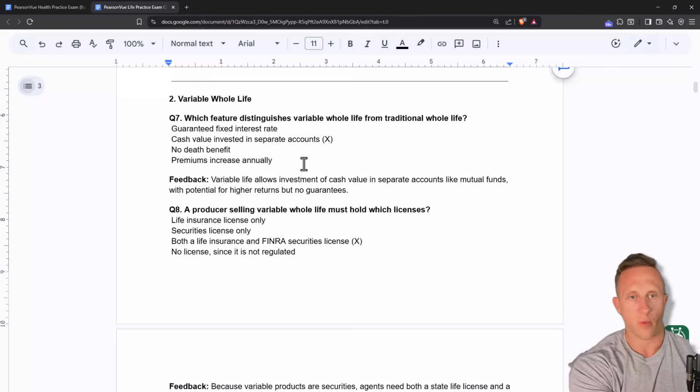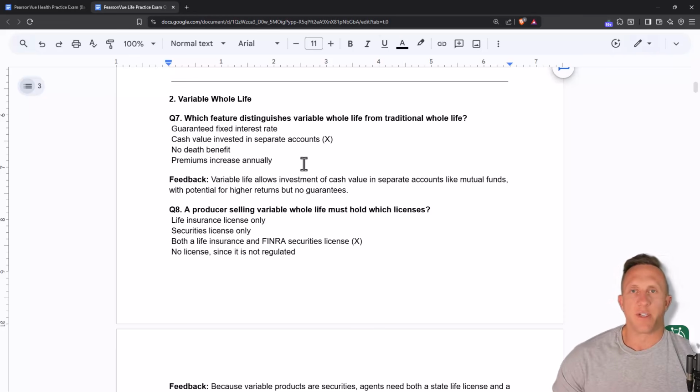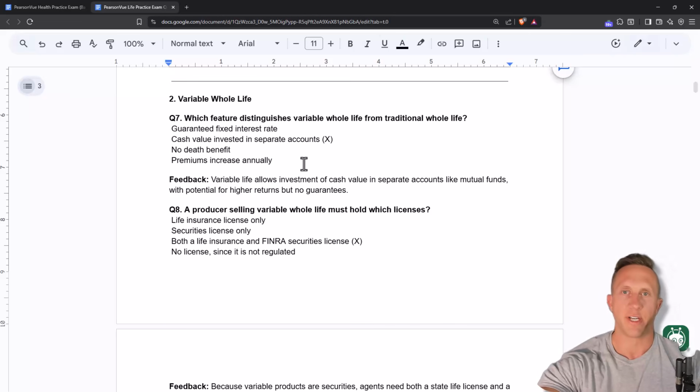Variable whole life. So which feature distinguishes variable whole life from traditional whole life? Guaranteed fixed interest rates. Well, there is a guaranteed fixed interest rate on a traditional whole life, but in variable life, because the money's invested in the separate account and it's invested in the stock market, it'll go up and down.